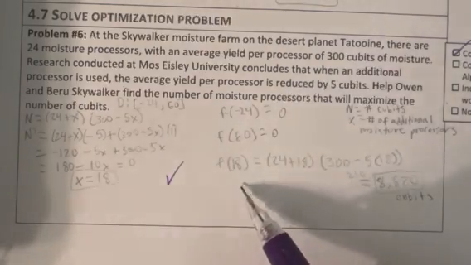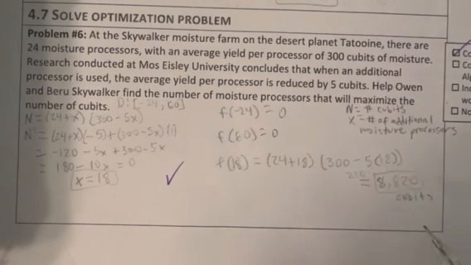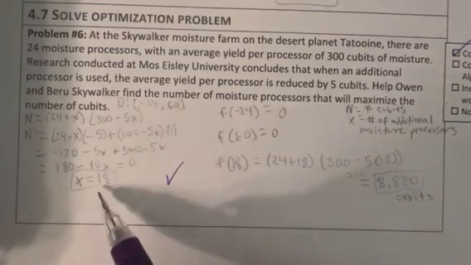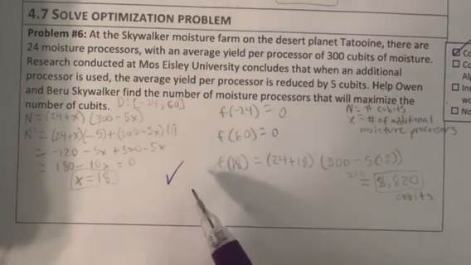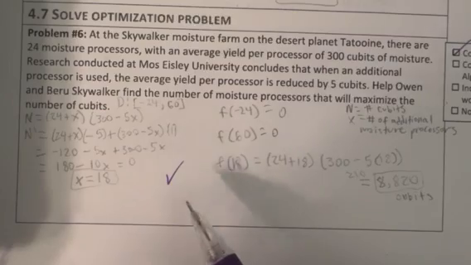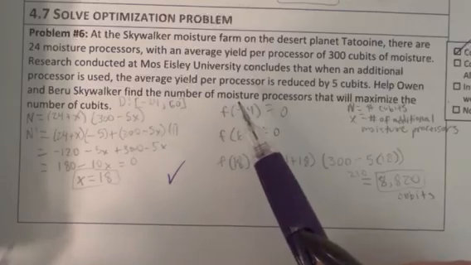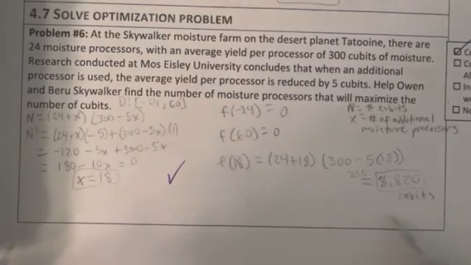Then when you do 18, we end up getting 8,820 qubits, making 18 the most, making it the best option for the number of moisture processors to add, because that's how many qubits it will yield.